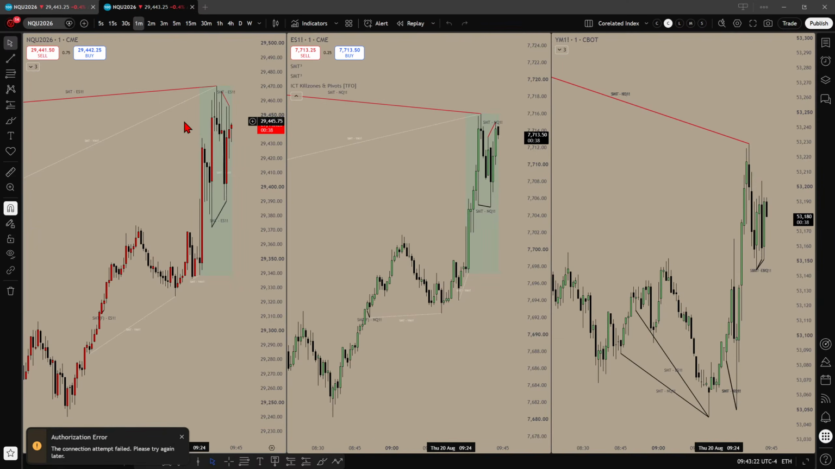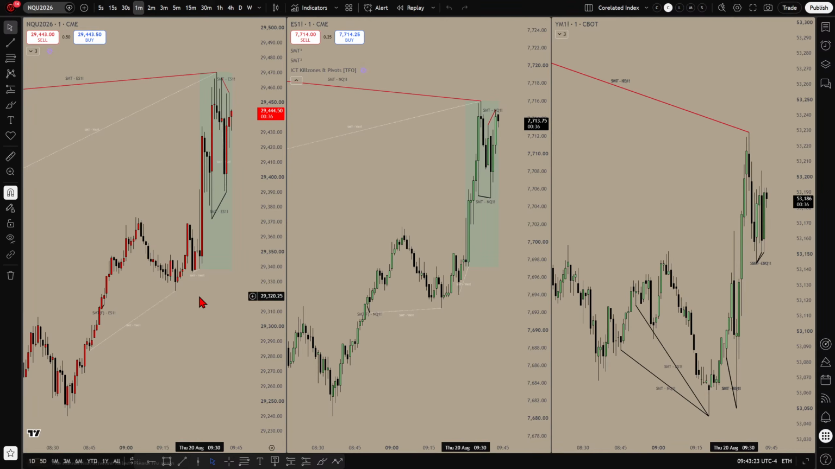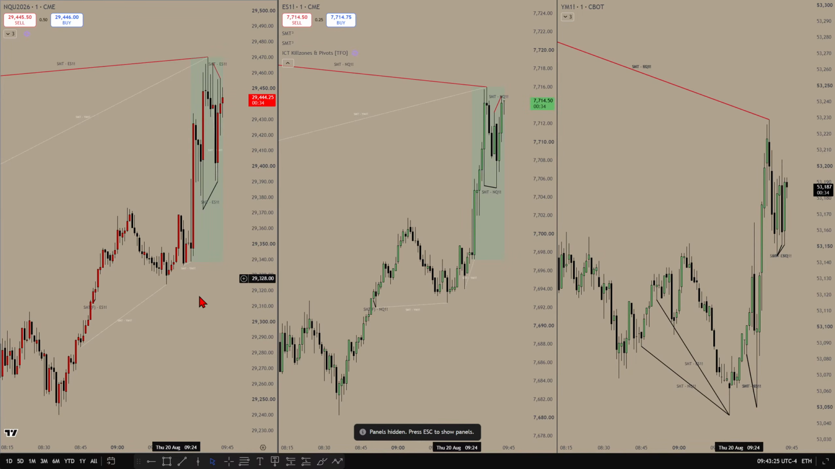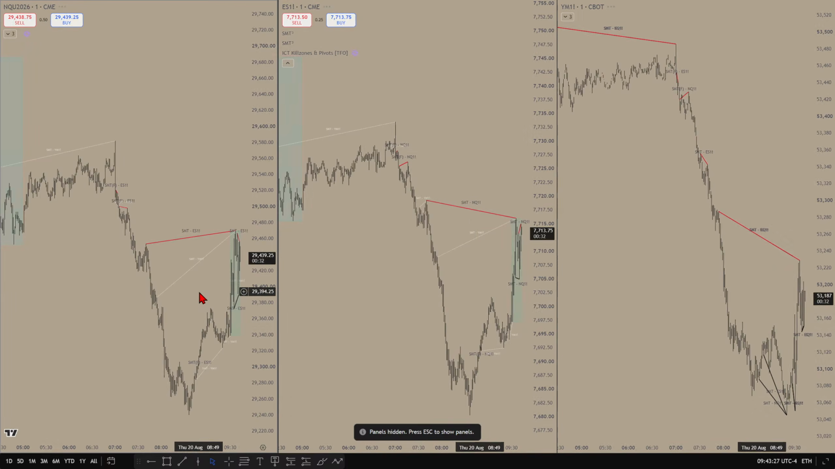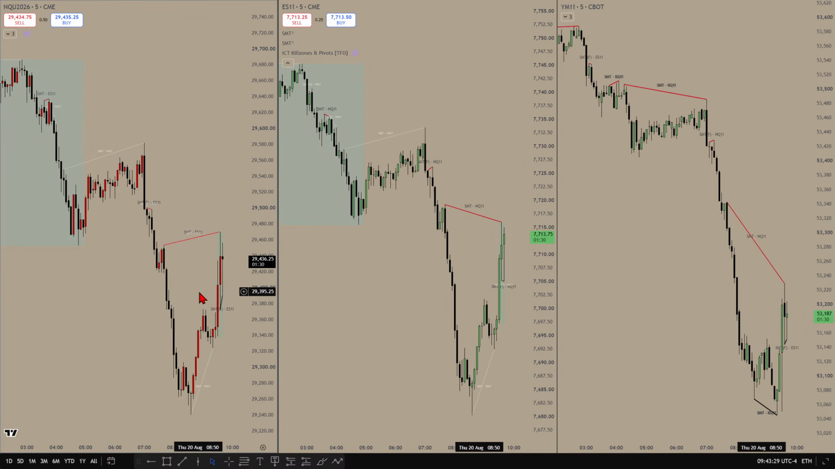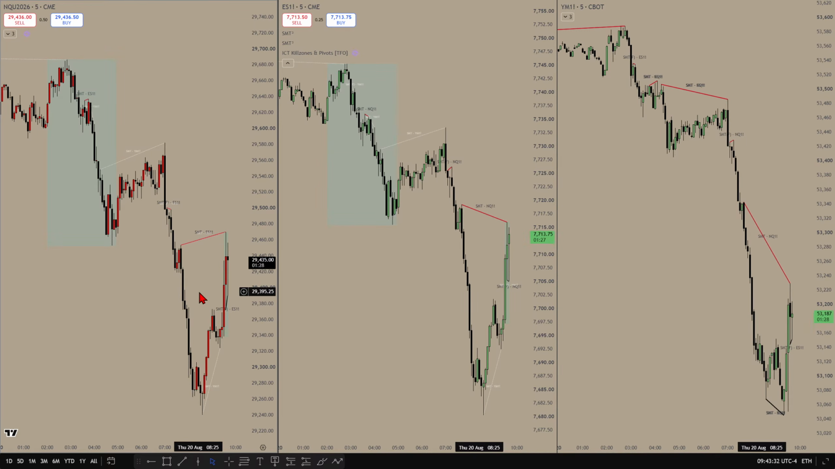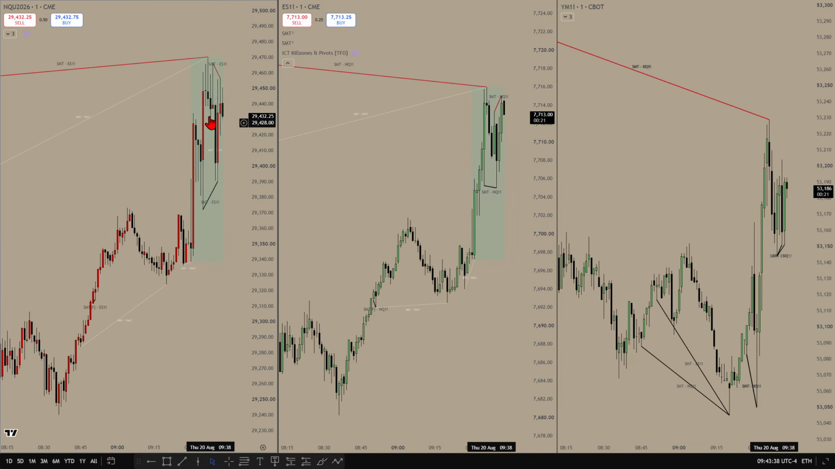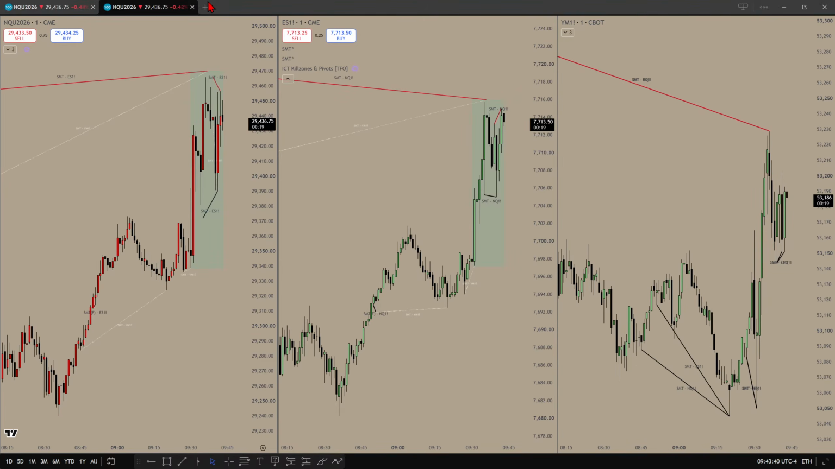Let's take a look at the indexes. They're in pretty similar spots, to be honest. I don't really see that as much of an SMT.